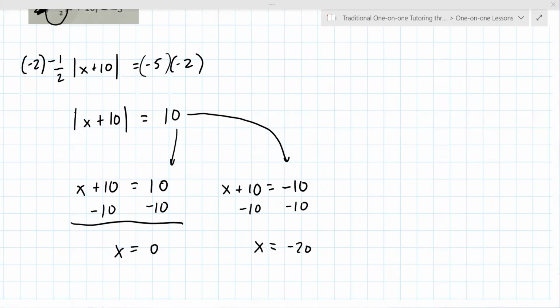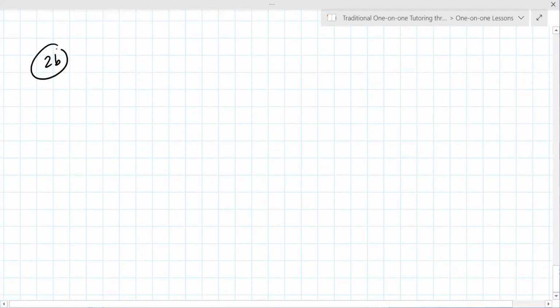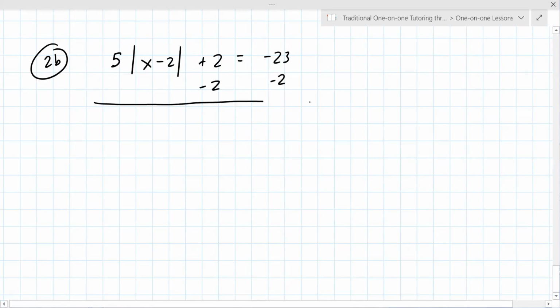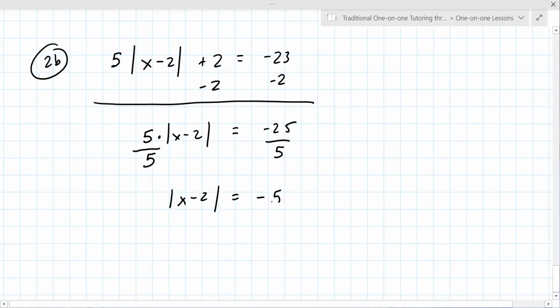2B says, I'll just write it down this time. 2B is 5 absolute value x minus 2 plus 2 equals negative 23. So the first step here is to subtract 2 from both sides of the equation. So the right-hand side is negative 25. And then you want to undo multiplication by 5 by dividing by 5. So you have the absolute value of x minus 2 equals negative 5.